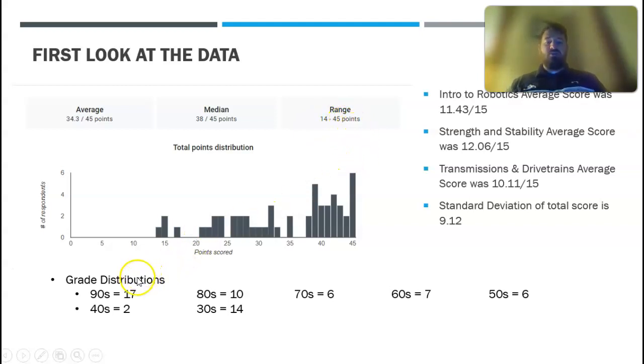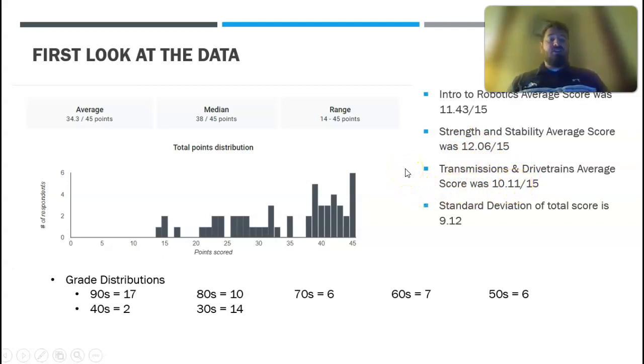When we look at the grade distribution, more students got scores in the 90s than any other score. Second highest was in the 80s, and it kind of worked its way down. If we break the test into its sections and see how students did on those individual sections, the average score for Intro to Robotics was 11.43. For Strength and Stability, it was 12.06. And for Transmissions and Drivetrains, it was 10.11.